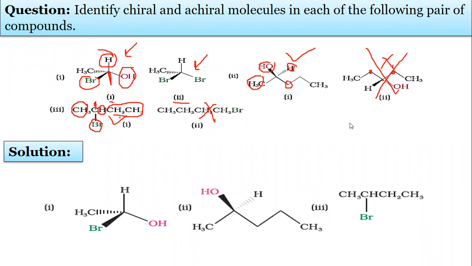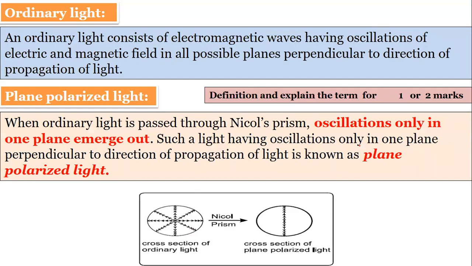Identify the chiral and achiral molecules. So you understand what is chiral and achiral. We only have to identify the 4 different groups. Then the next part is ordinary light. No question is asked on the ordinary light, so don't worry about the definition. But you must know the ordinary light. If you understand the ordinary light, then it is very easy to understand the plane polarized light.